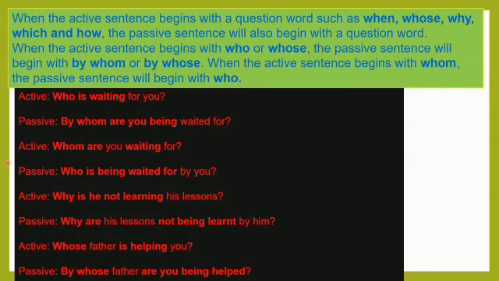Clear? Same is the case in active voice of second type. Whom are you waiting for? So in passive voice, we will write who is being waited for by you. Then the third example is, why is he not learning his lessons? So in passive voice, we will write why are his lessons not being learnt by him? Clear? Last example is, whose father is helping you? So in passive voice, we will write by whose father are you being helped?